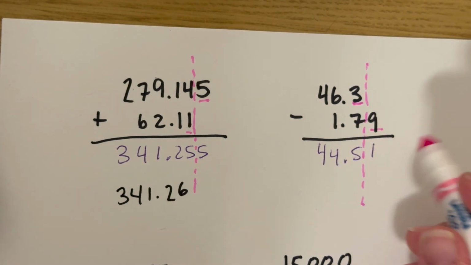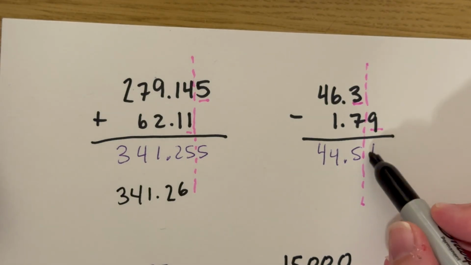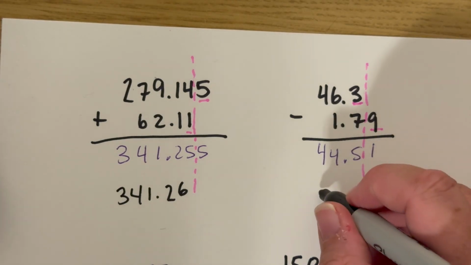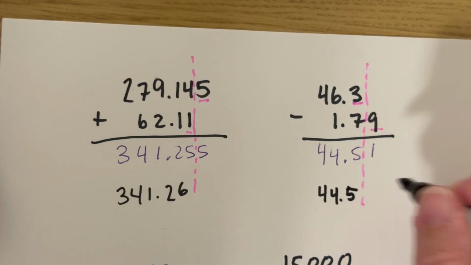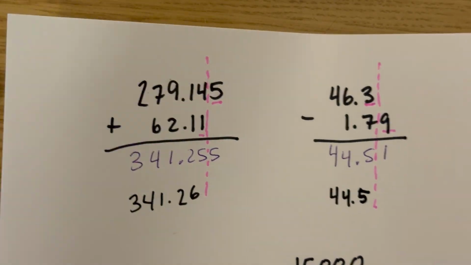So it's 44.51. The 1 is not significant to the answer. It also is less than 5, so we don't have to round up with it. So our answer here is 44.5 when we subtract that out. Same thing happens when we come down here.